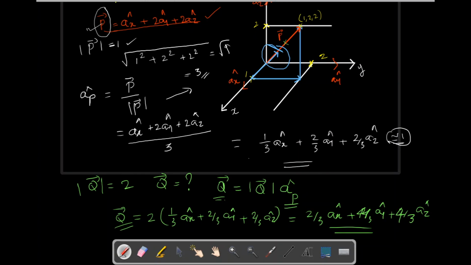Hope the idea of finding a new vector in the direction of a given vector is very clear.